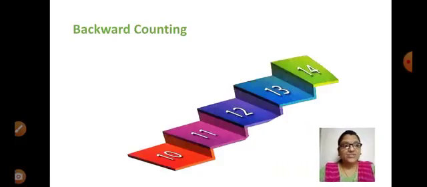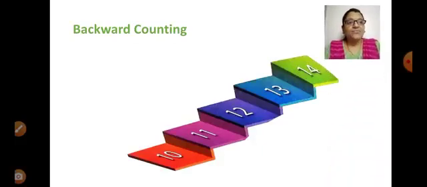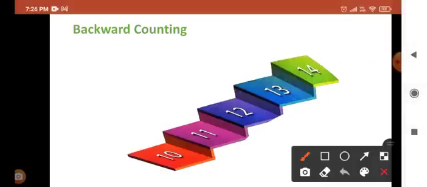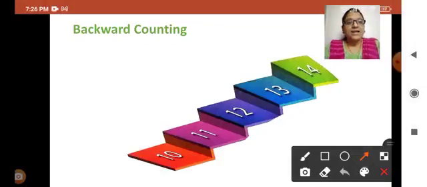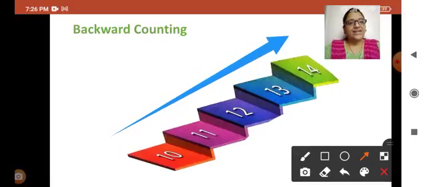Before moving to the next question, we will see backward counting. Children, do you see a picture of staircase? Yes, and there are numbers written on it. Now, let us go up on this staircase by counting the numbers. Number 10, 11, 12, 13, 14. Now here we counted numbers from 10 to 14, that is from smallest number to biggest numbers.